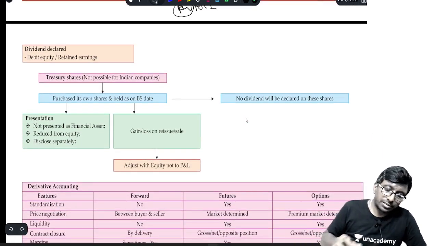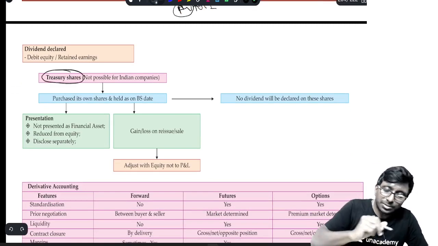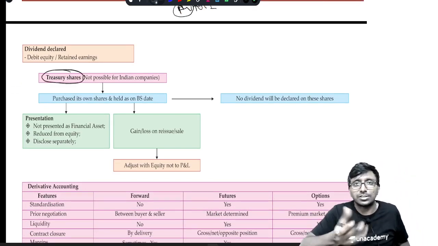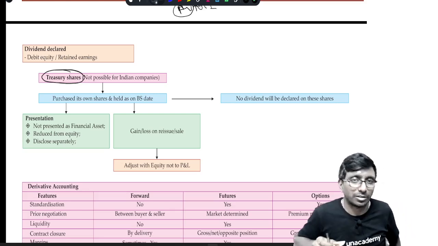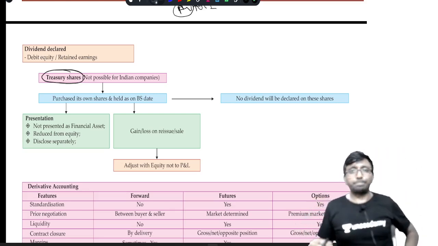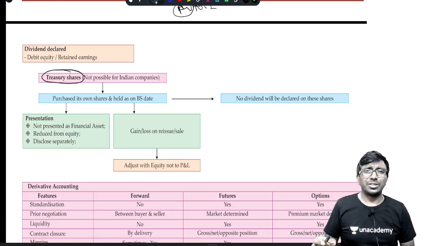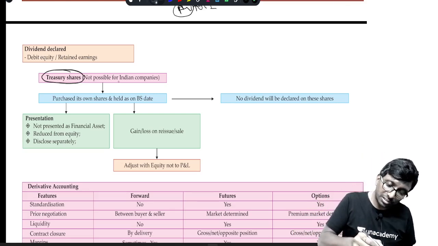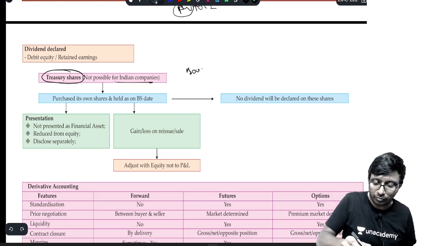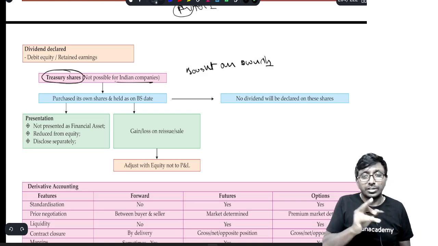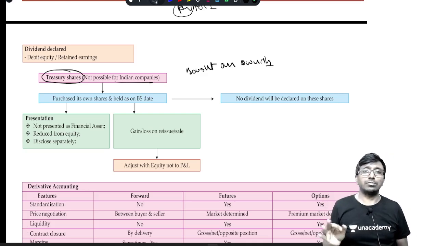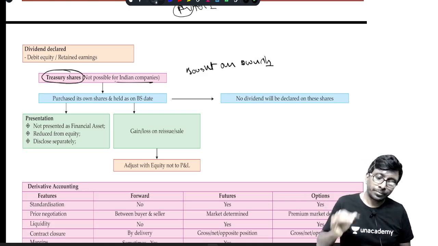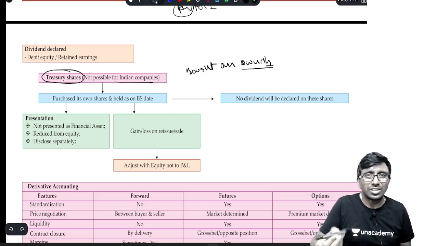Next, treasury shares. This concept is not applicable to India, but it is a small concept, so I'm just teaching you a small thing. What is a treasury share? Treasury share means we purchased our own shares. It's not possible in India, but it is very much possible outside India. In America, it is very much possible.